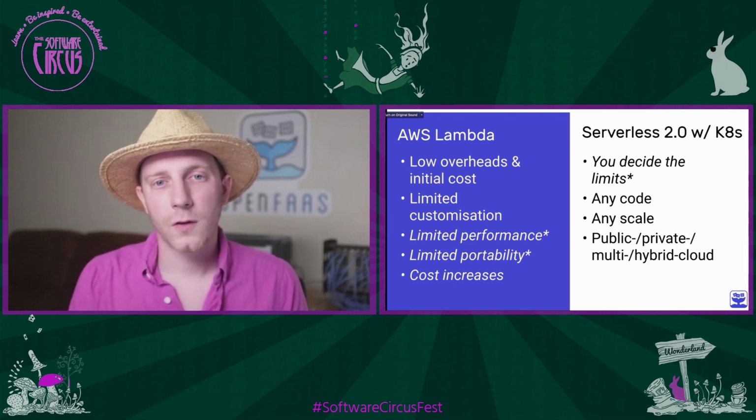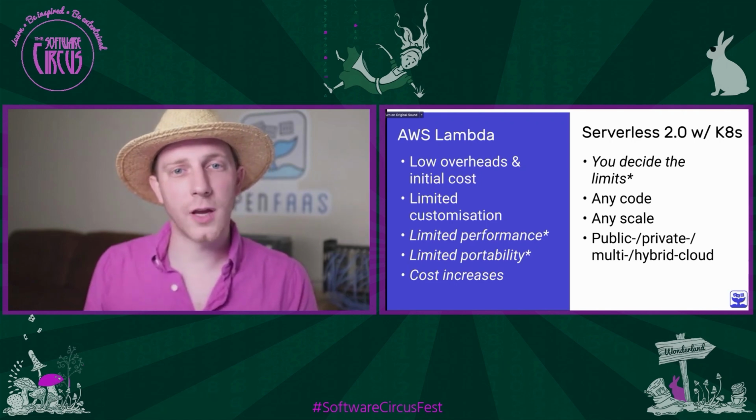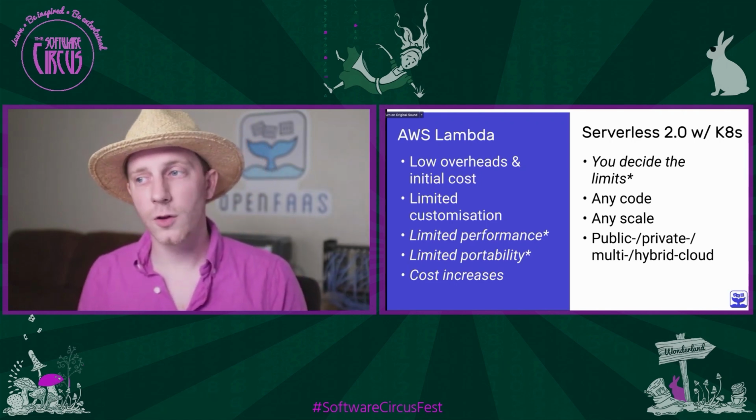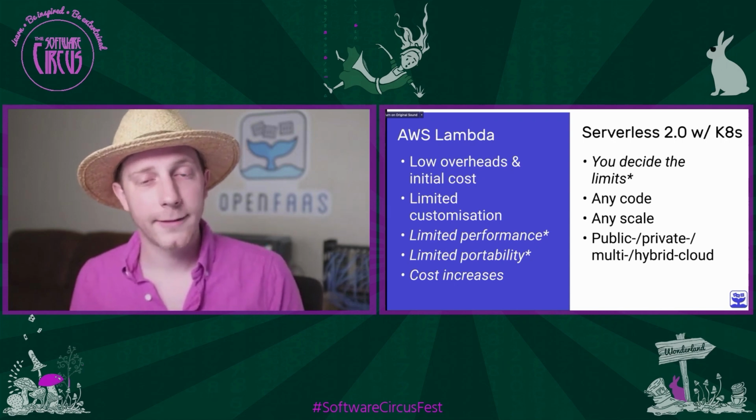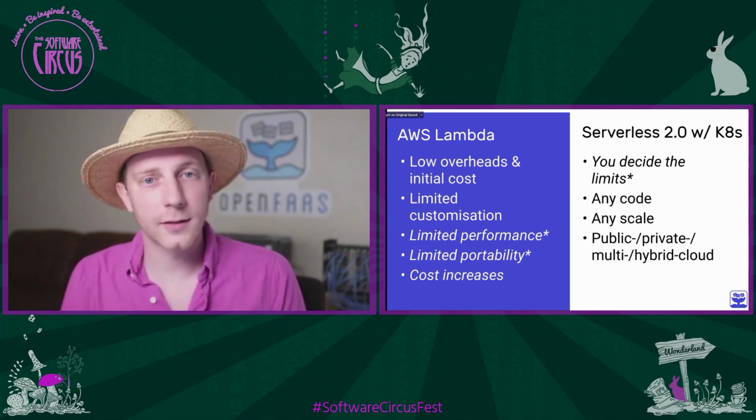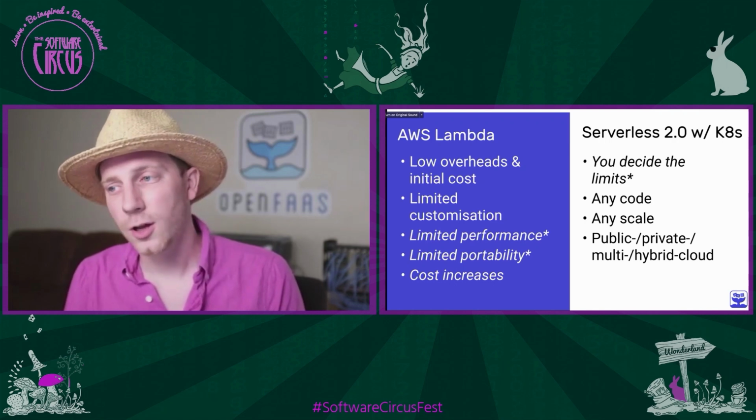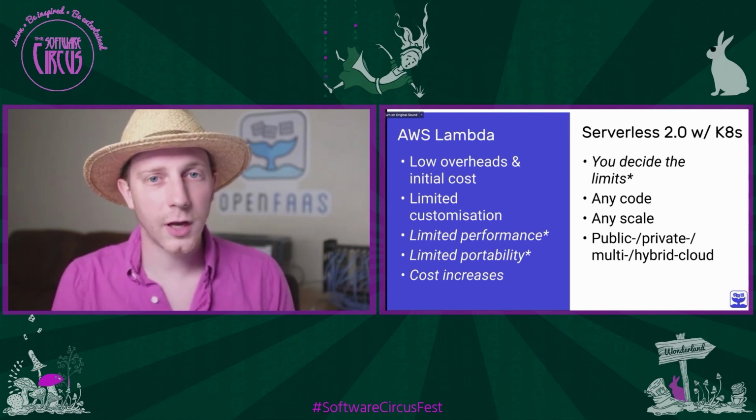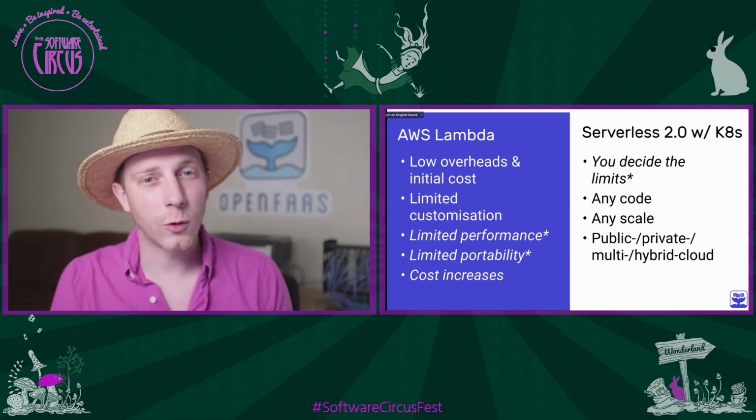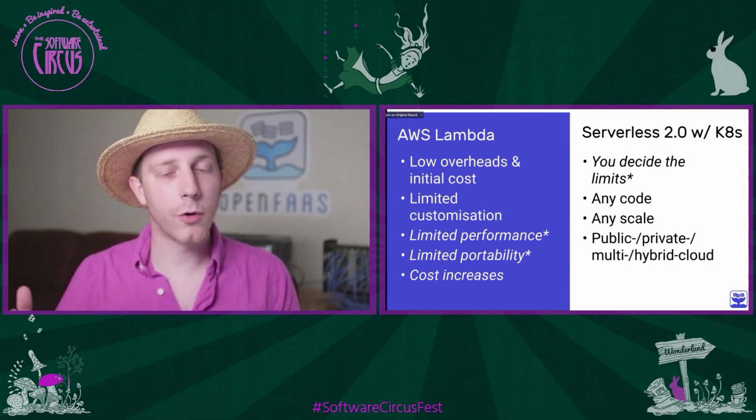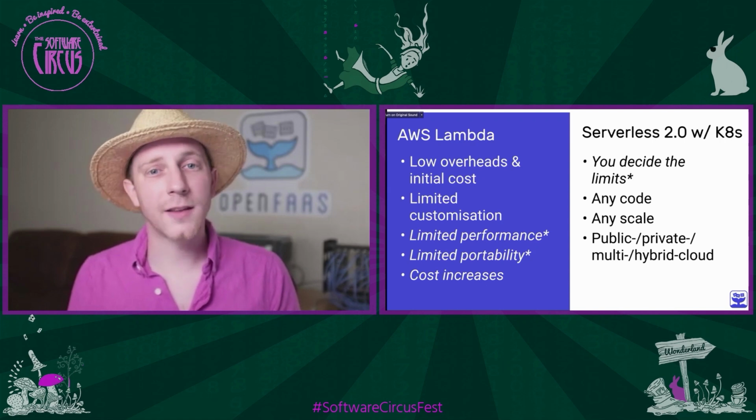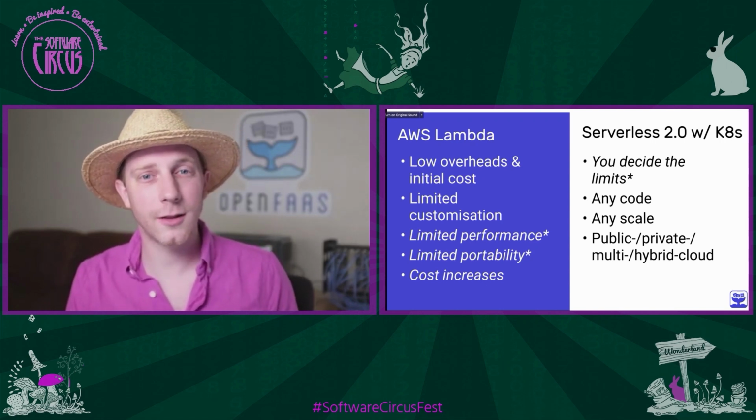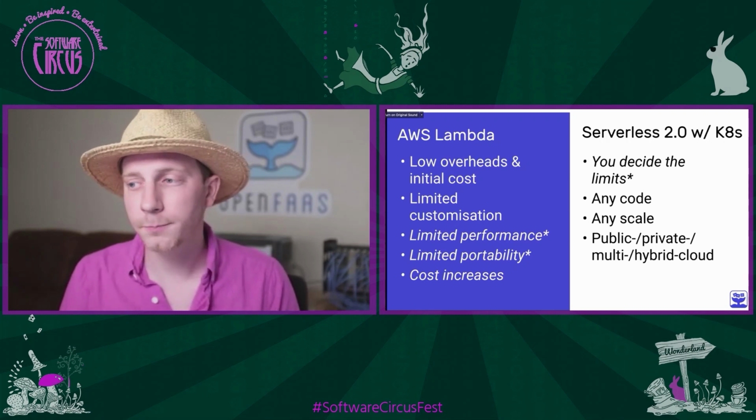Okay. Serverless 2.0 is where Kubernetes comes in. And this idea is that we can decide the limits on our own. So if we can run it in a Docker container, then it's fair game for Kubernetes and serverless 2.0. You can run that at any scale simply by, let's say if you're using Amazon, having an auto-scaling group and add more nodes in. So it's nothing against AWS. Lambda is a great product, just it has limitations and they may not suit your business.